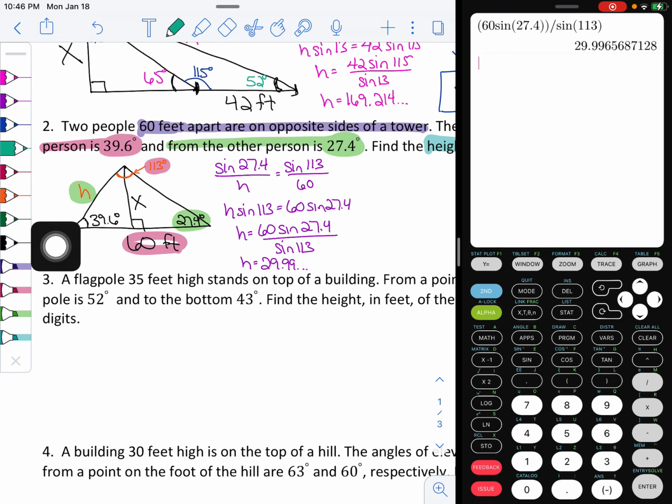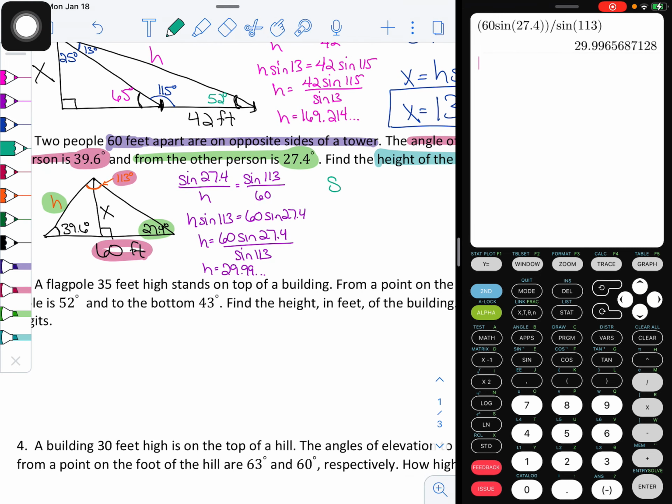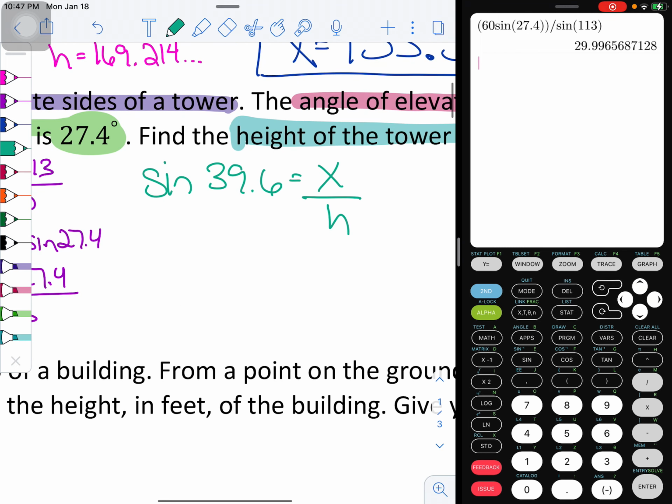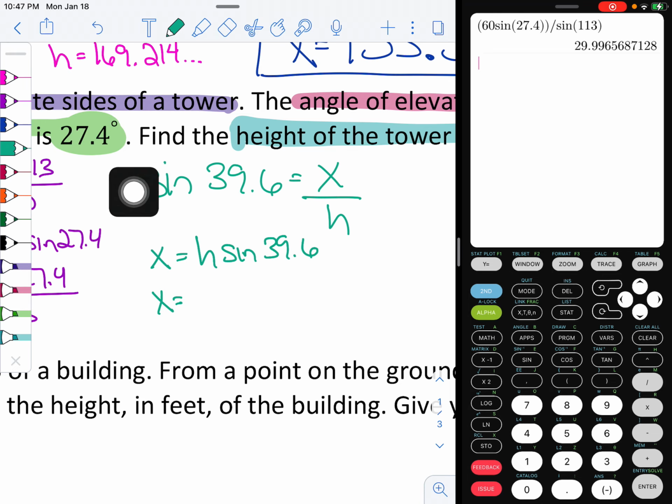All right. Now that I have found this hypotenuse, I'm going to use this left side of the picture and just focus on the right triangle. So I know this angle, I know its opposite side is x, and I know the hypotenuse, so I can set up a regular sine problem here. So sine of 39.6 is equal to the opposite, which is x, over the hypotenuse of h. So x is equal to h times the sine of 39.6.